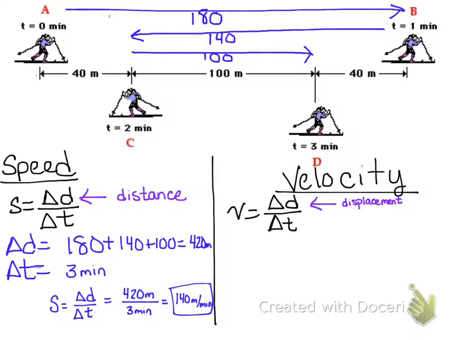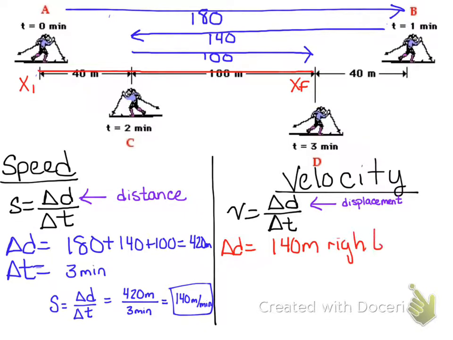So let's look at the velocity. I'm going to have delta D, change in displacement. Now here, I could just look at the picture, because I have the picture drawn, and go from x1, my initial x position, to xf, my final x position. I went from the A skier to the D skier. And I can look at that number line and see that I just went 140 meters. And it's 140 meters to the right, by the way, because you have to give it a direction.